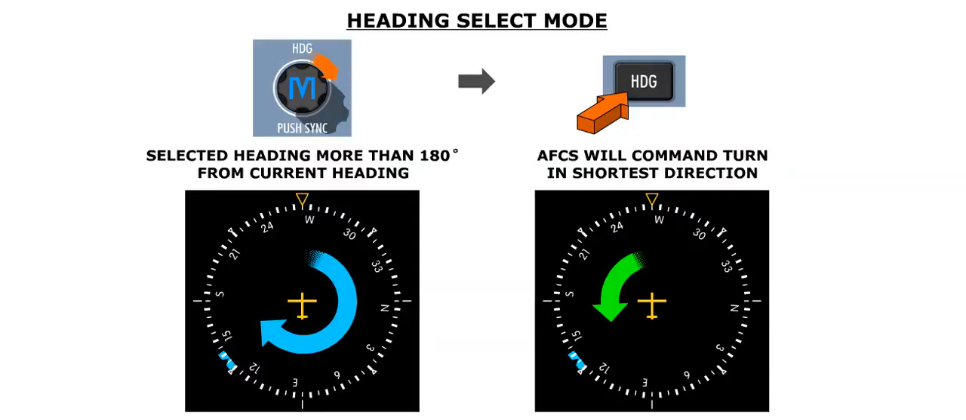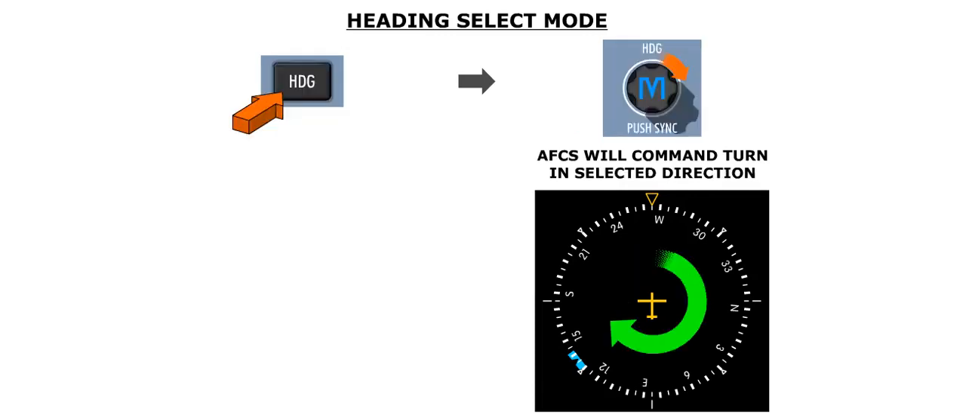If the heading to follow is more than 180 degrees from the aircraft heading existing at the time the heading select mode is engaged, the AFCS will command to turn in the shortest direction. However, heading changes made after the heading select mode is engaged will cause the AFCS to command to turn in the direction of the heading change.